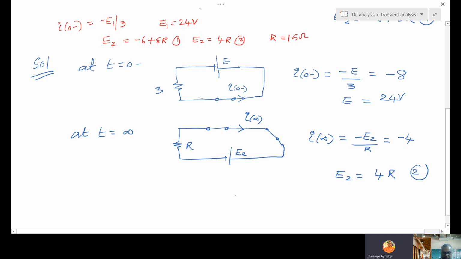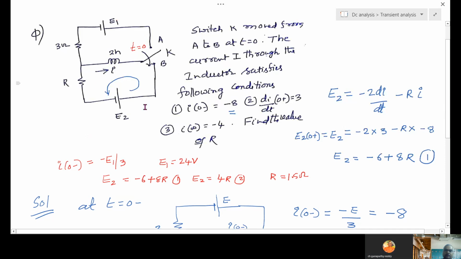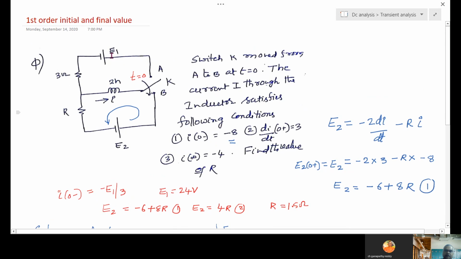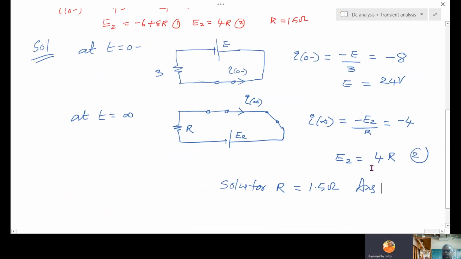So two unknowns, two equations. Solve for only R. We'll get 1.5. So that is the question: find the value of R. Some other data is given, and this unknown you have to find. E1 we can find out. E2 is not necessary, or E2 also you can find, not an issue. But the question is asking only R. We solved only R.